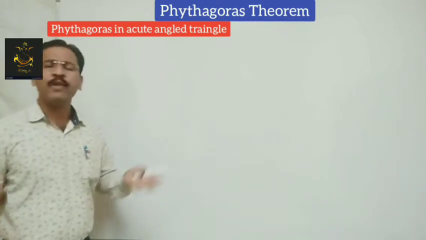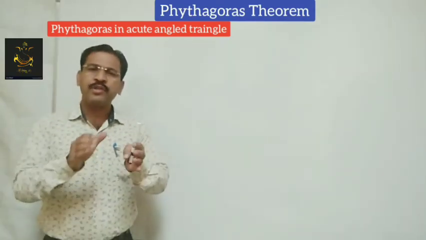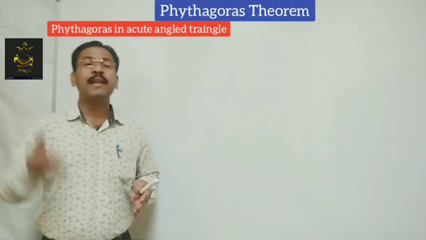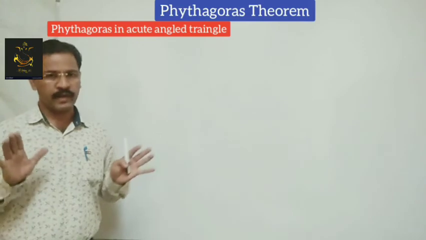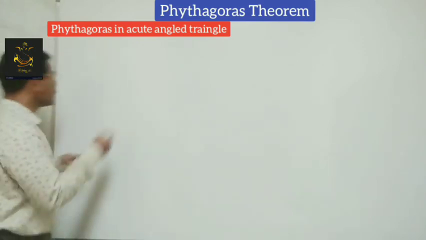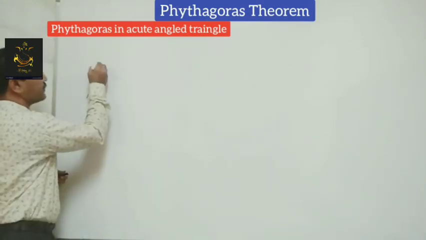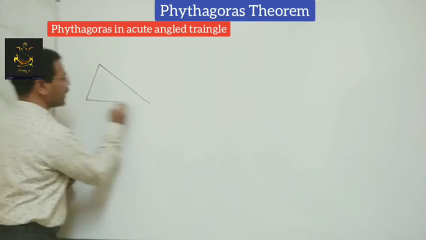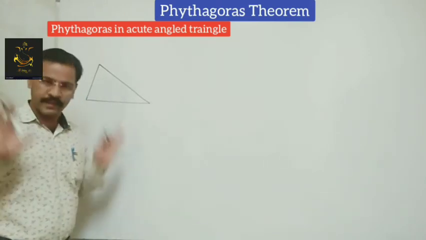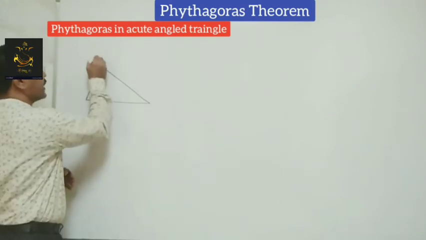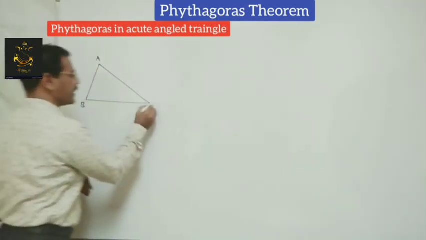We know what an acute angle triangle is: one in which all the angles are less than 90 degrees. Then we can say it is an acute angle triangle. Now just try to observe here. This is an acute angle triangle, in which all the angles are less than 90 degrees. Suppose the name of the triangle is ABC.